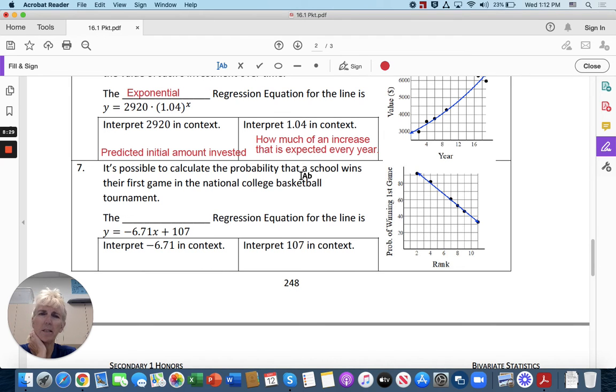It's possible to calculate the probability that a school wins their first game in the National College Basketball Tournament. And what does it look like? If you can draw a straight line and get most of the dots, we call it the linear regression equation. The equation for the line is y equals negative 6.71x plus 107. So 107 would be the number of games won.